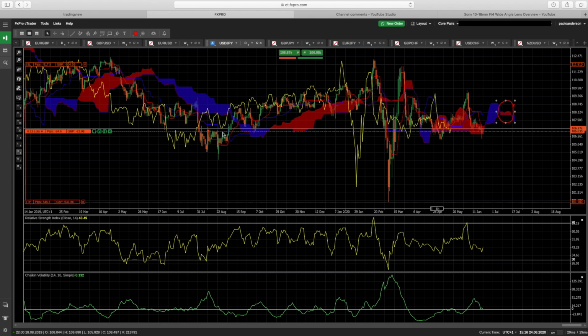All right, guys. So that's how I use this indicator, in conjunction with other indicators. That's how I use this indicator in my trading.